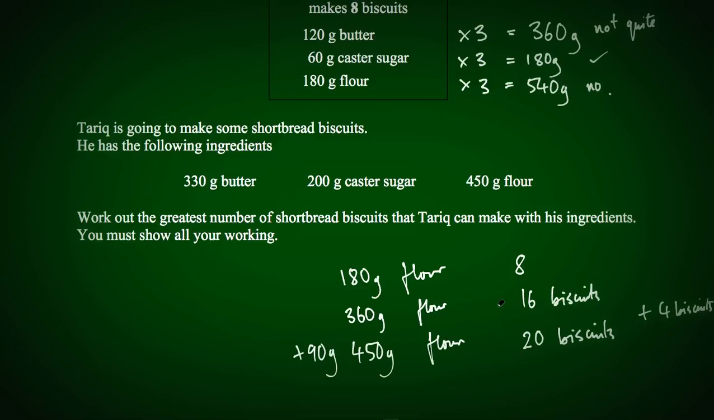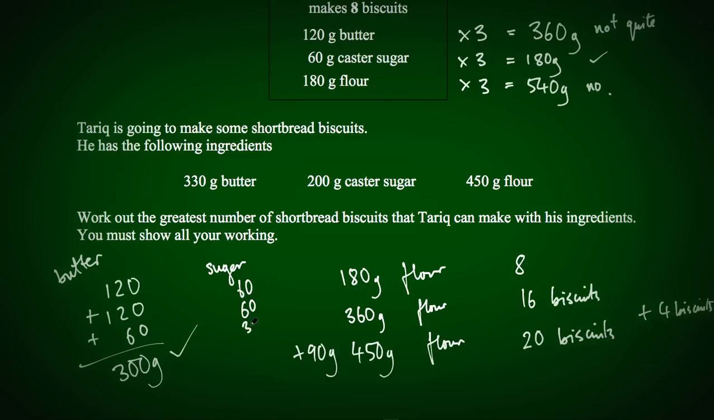And I can check, is there enough butter for 20 biscuits? That would be 2.5 lots of 120, so 120 plus 120 plus 60 of butter, that gives me 300 grams of butter, which I've got, and I know I've got enough sugar. Sugar, 2.5 lots of 60 are 60, 60, 30. That's 150 of sugar, which I've got. And 450 grams of flour. So final answer, 20 biscuits.